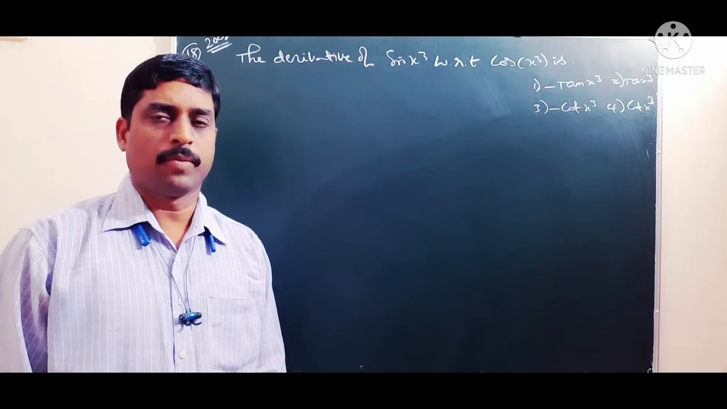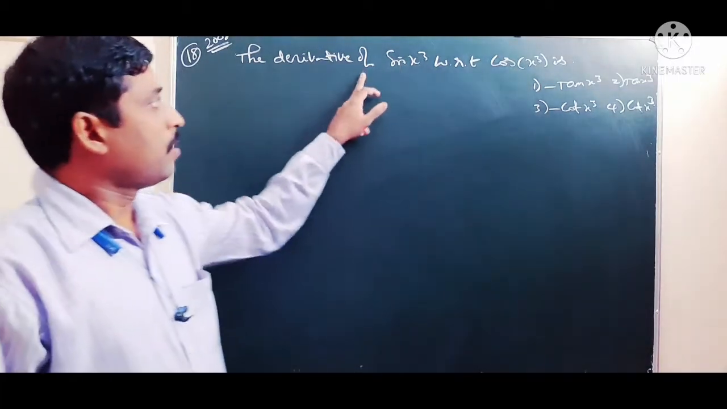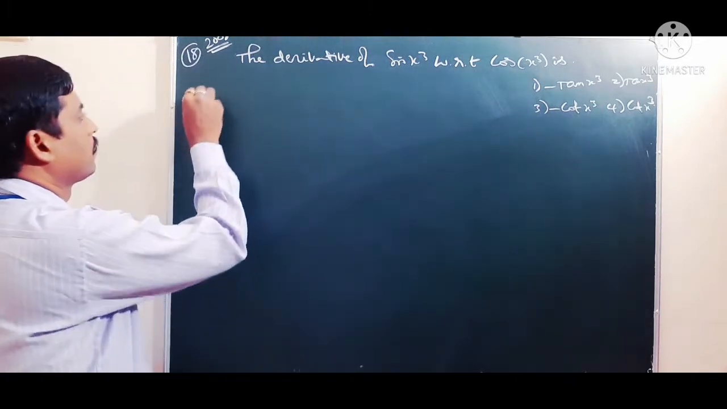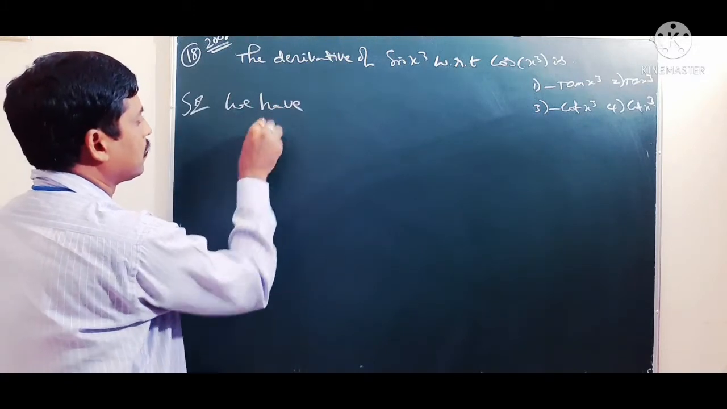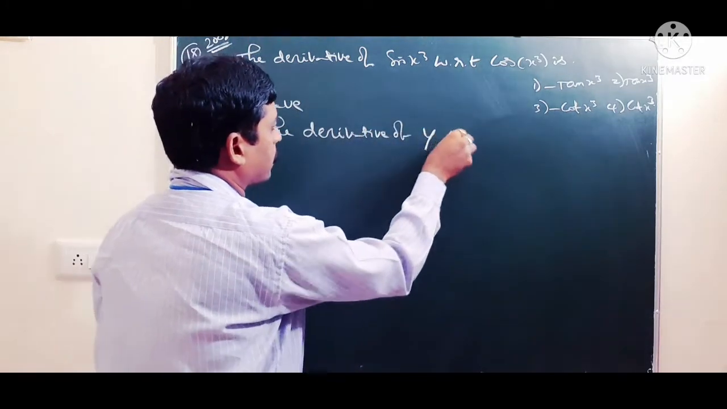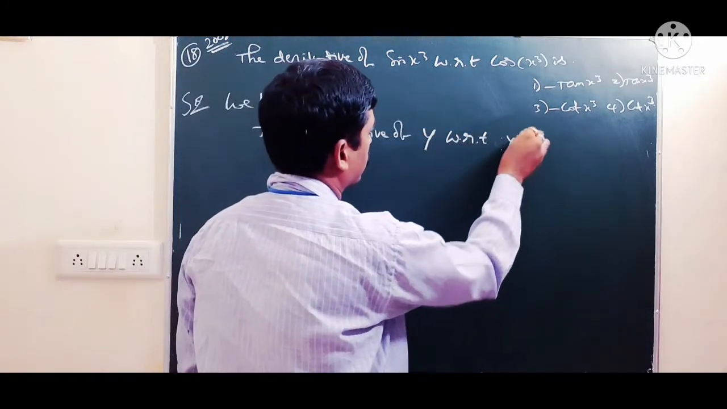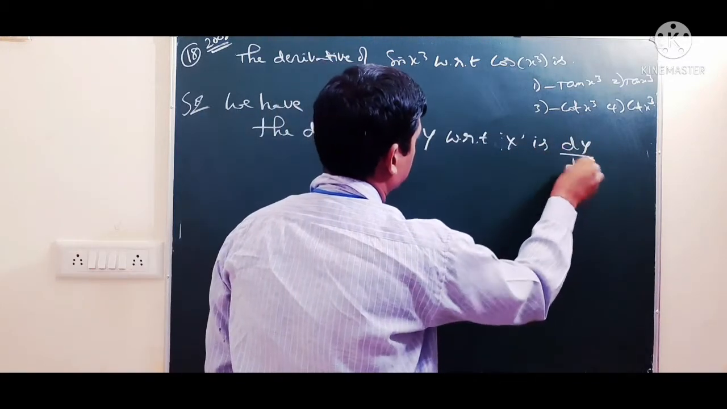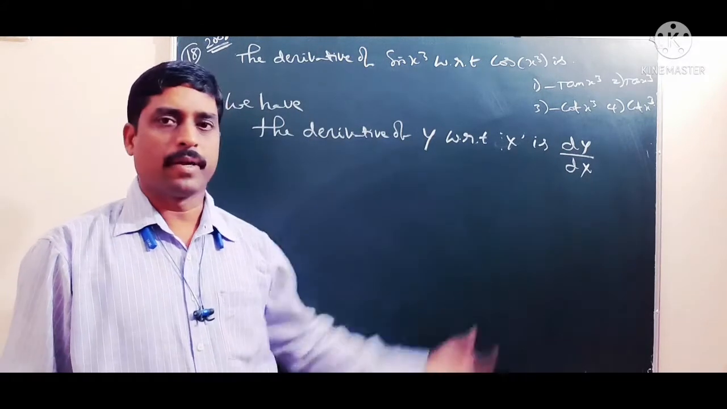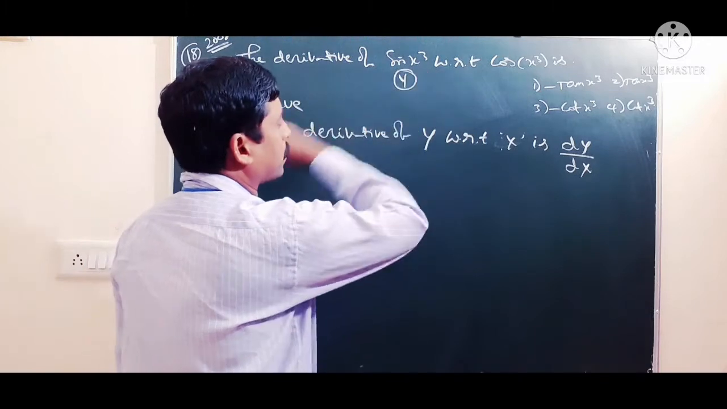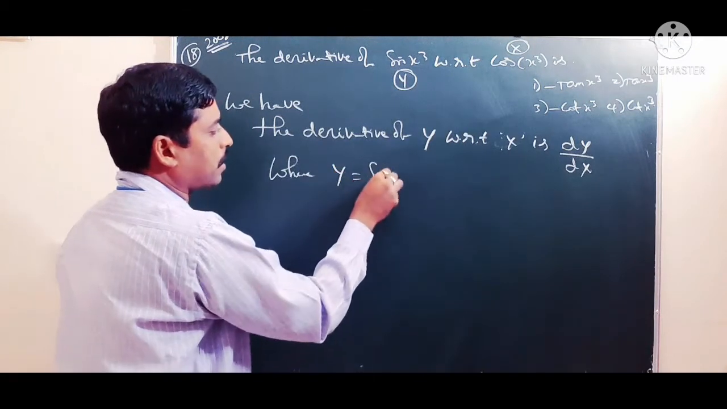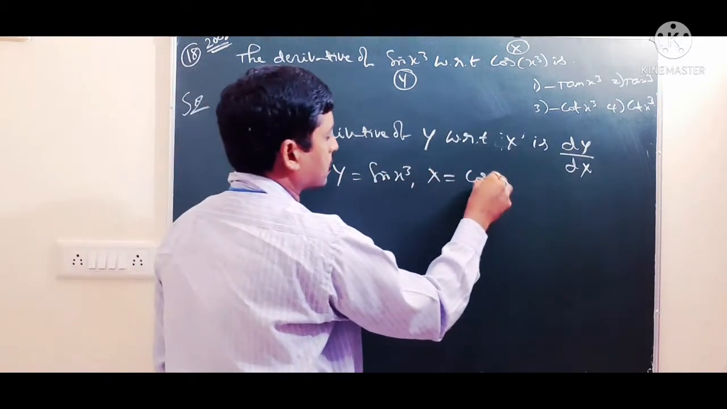Let us go to the next problem. This is from 2008: the derivative of sin x cube with respect to cos x cube. The derivative of y with respect to x is dy by dx, the derivative of one function with respect to another function. So dy by dx, where the y value is sin x cube and the x value is cos x cube. Let us take y is equal to sin x cube, x is equal to cos x cube.